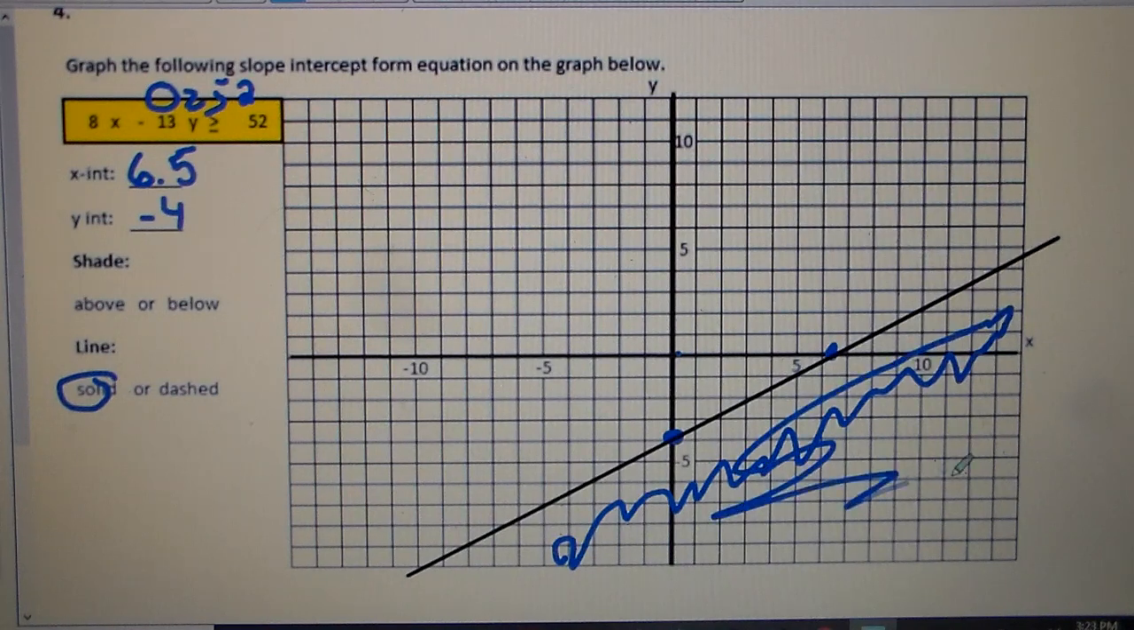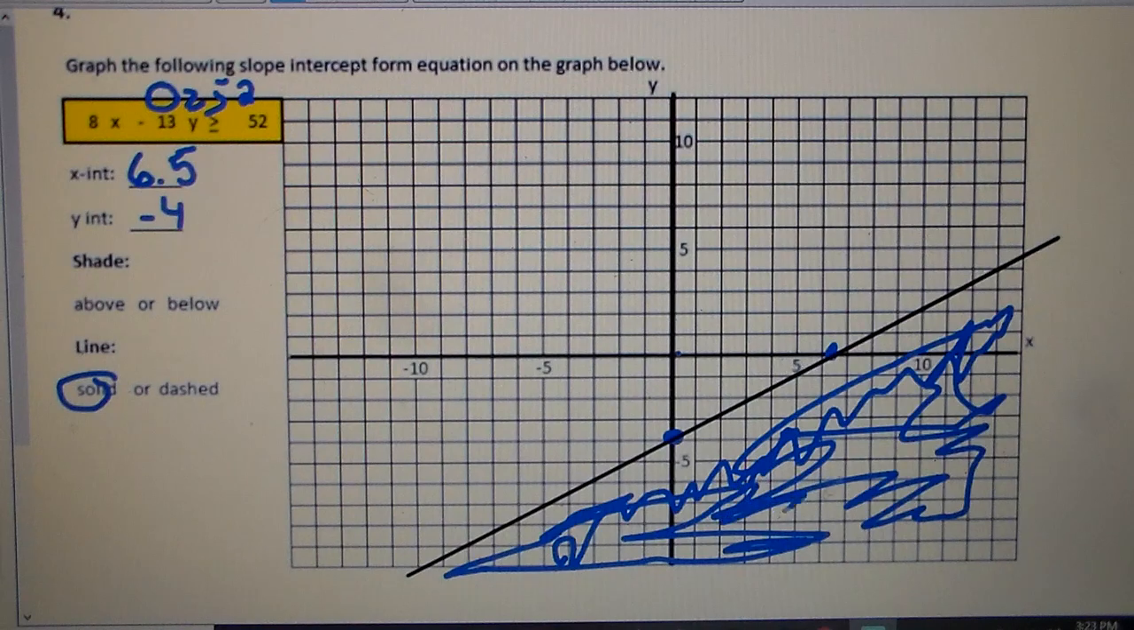All the correct answers are on this side of the line that we drew. So we shade this side because we want to shade all the true answers, or all the correct ones. So that's our answer.